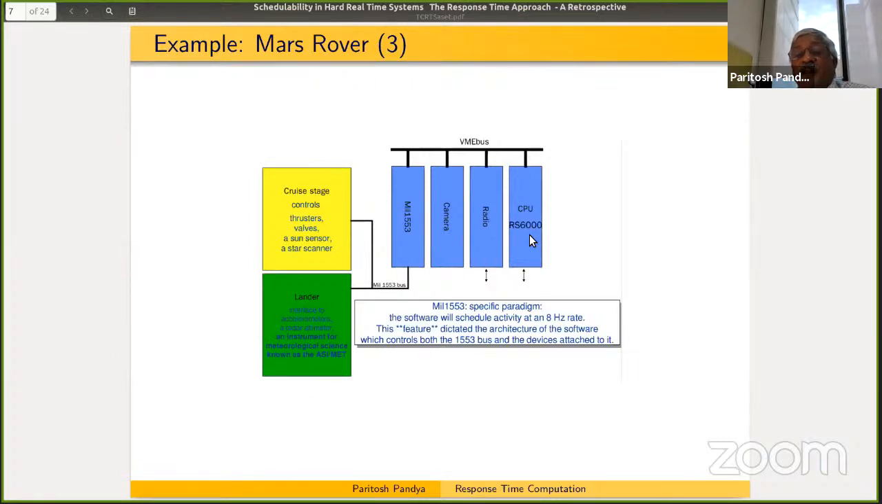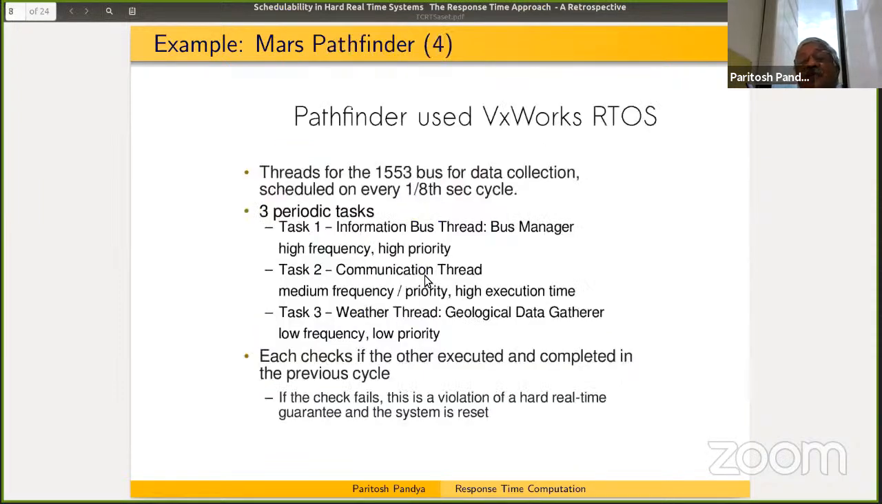And there would be this CPU, which is an IBM RS6000. There are two buses. There is a VME bus and there is a bus called MIL-STD-1553. And all the devices on both the lander and the Pathfinder are connected via this bus to the computer. And this would involve control of the thrusters, valves, sun sensor, star scanner. And for the lander, it would have things like accelerometers, gyros, things like that. So this is the structure of a thing like a Mars rover.